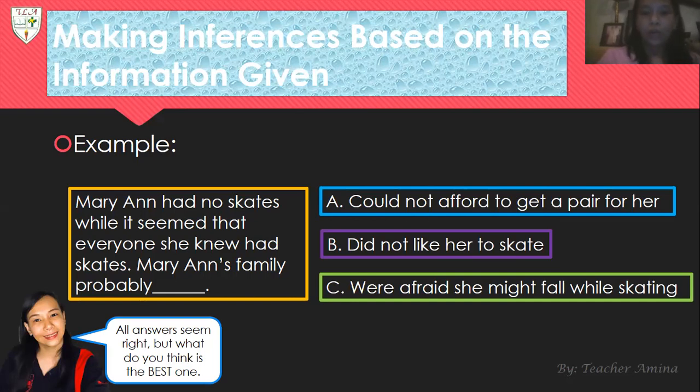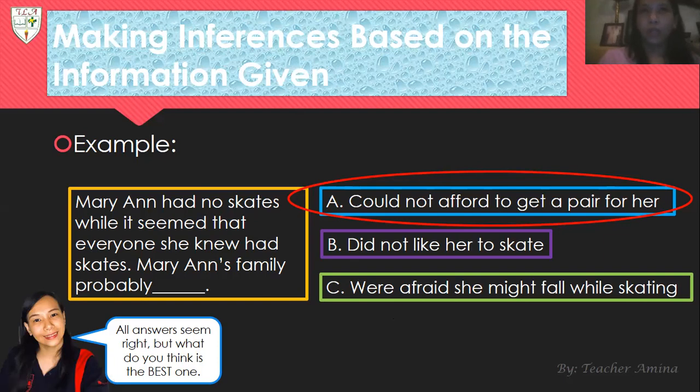Okay, so I think for me, the best one is that her family could not afford to get her a pair. Letter B, did not like her to skate, I did not choose because in my experience, parents want their child to be happy, so they would give what makes their children happy. For example, I like art, so my parents will give me art materials so I can do sketches, drawings, coloring and stuff like that. Why do you think I didn't choose letter C? They were afraid she might fall while skating.